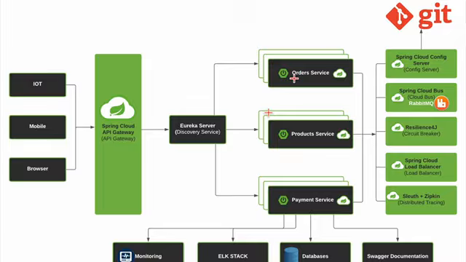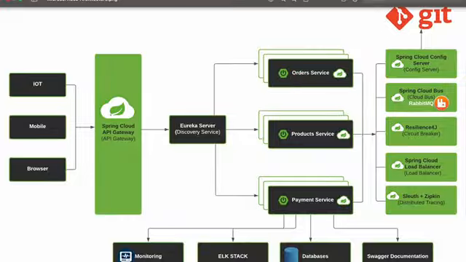Now if we're talking about load balancing, we have a couple of load balancing algorithms. We have random selection, round robin, least connections. Like this we have a couple of algorithms, and you can choose depending on your requirement. Okay, so let's jump into the code.